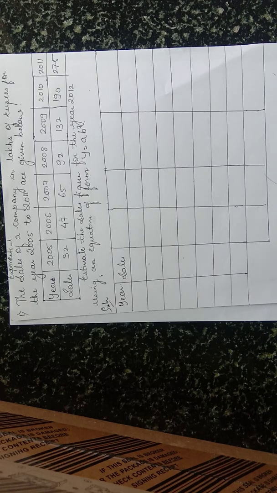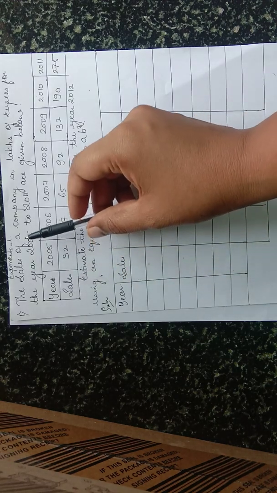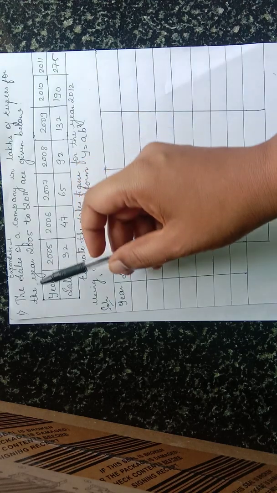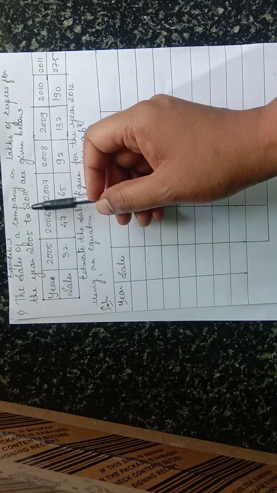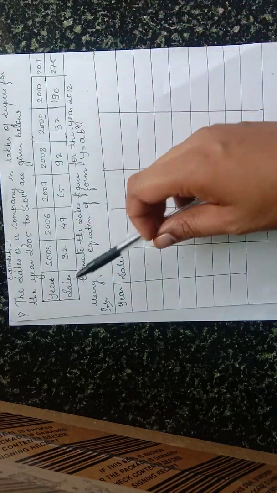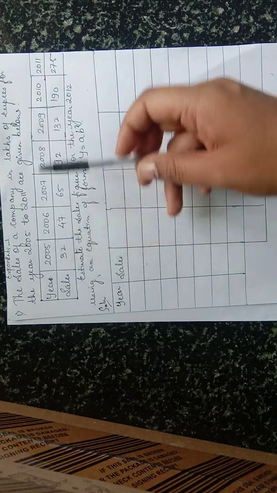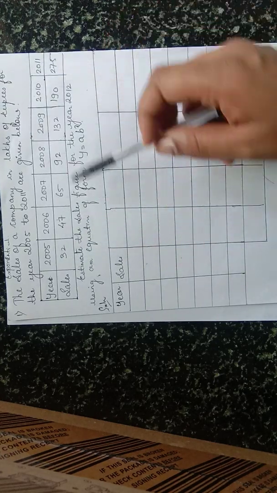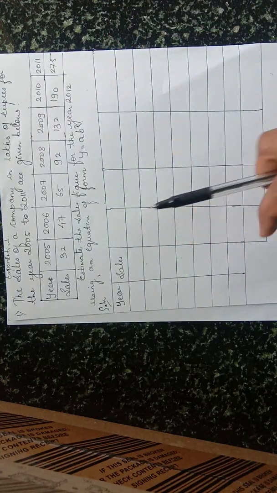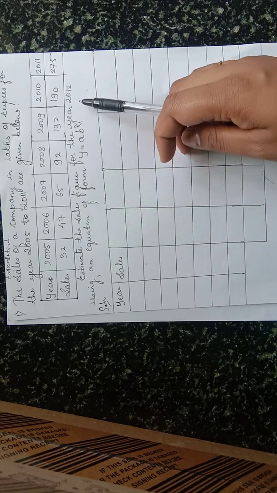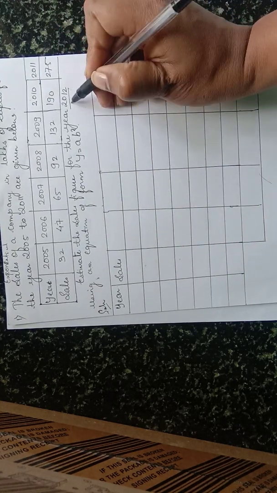Yes, here is the first problem based on exponential trend. Let's see the problem. The sales of a company in lakhs of rupees of the year 2005 to 2011 are given below. So these are the sales given from 2005 to 2011. Then they have given: estimate the sales figure for the year 2012. So you have to estimate it.